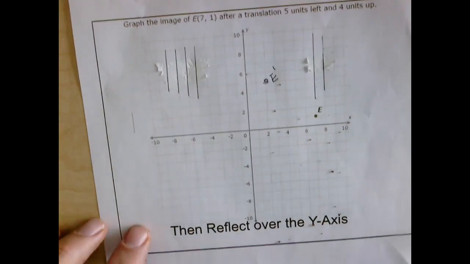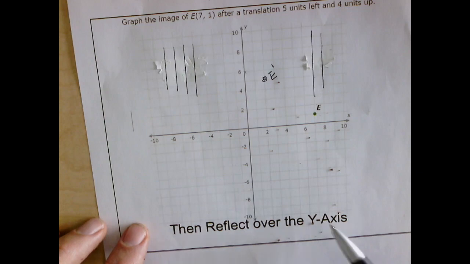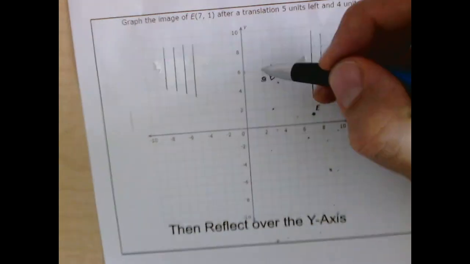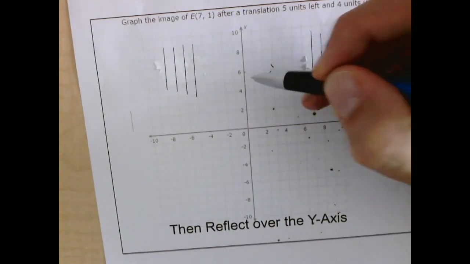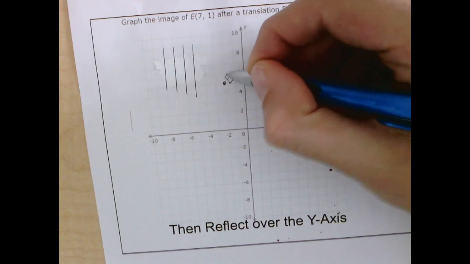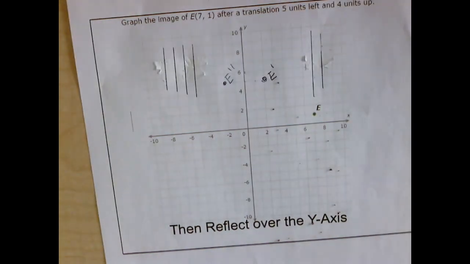Next, Cookie Monster is going to move it over the Y axis. Cookie Monster is going to count 1, 2, 1, 2. And then label it E double prime.